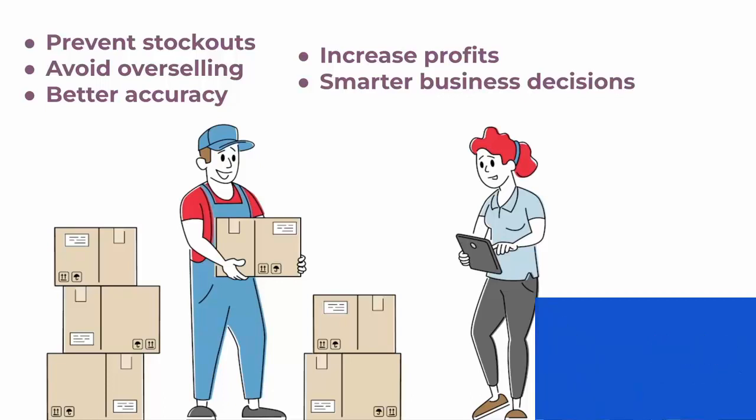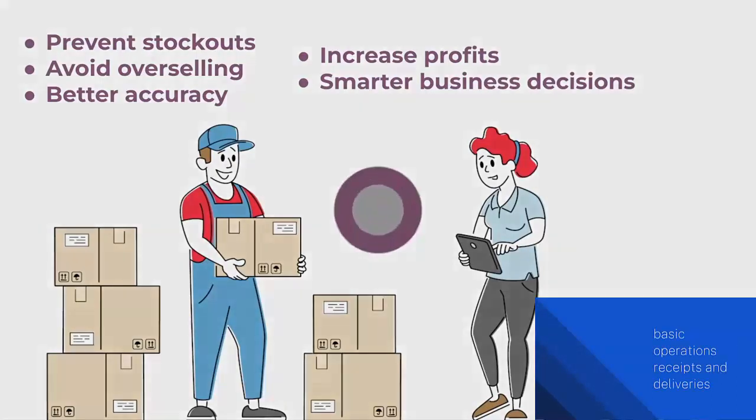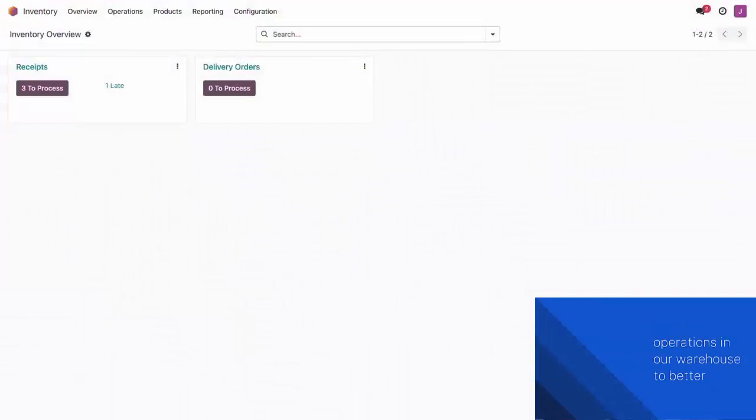So let's explore how Stealthy Wood manages inventory. Let's start with our most basic operations: receipts and deliveries. Now, the inventory dashboard shows all operations in our warehouse to better understand how the entire process works from start to finish. A typical workflow will kick things off by creating a sales order. To do that, we're going to need to hop on over to the sales application. So let's get in there.